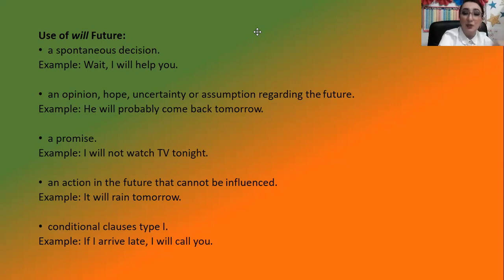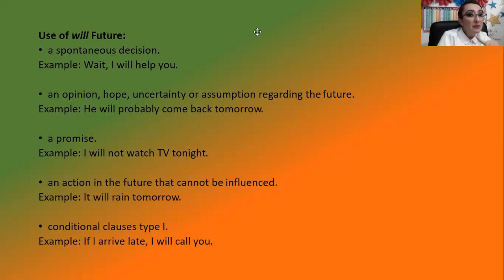Also, an action in the future that cannot be influenced. I mean, that is going to be happening and happening and happening. For example, it will rain tomorrow. The sun will rise tomorrow. The moon will rise at night. Ooh, that is something that cannot be influenced, and that is going to be happening and happening and happening. First God, first God.